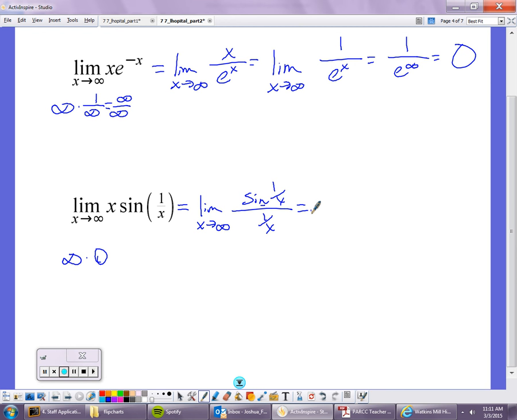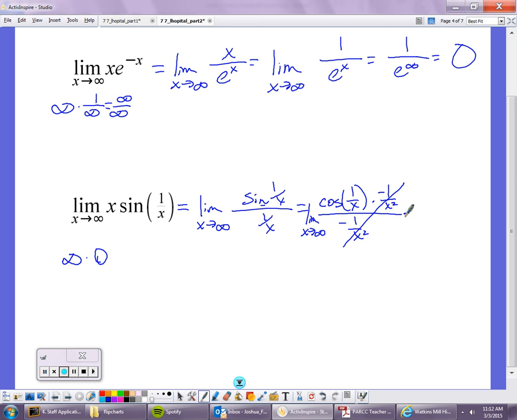So I'll do my L'Hopital. The derivative of sine 1 over x is cosine of 1 over x times the derivative of the inner function, so the chain rule, right? Negative 1 over x squared, over the derivative of 1 over x, which is negative 1 over x squared. I forgot to write the limit again. All right, now what happens?